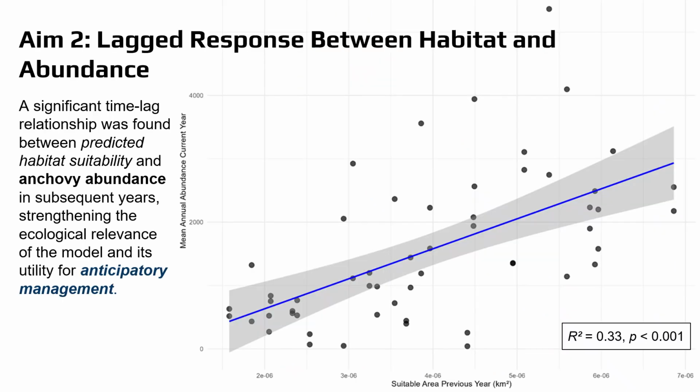For our second aim, investigating the ability to predict the abundance of the anchovy based on the amount of suitable habitat the previous year showed a really strong relationship. This indicates that these types of models could be used for anticipatory management.